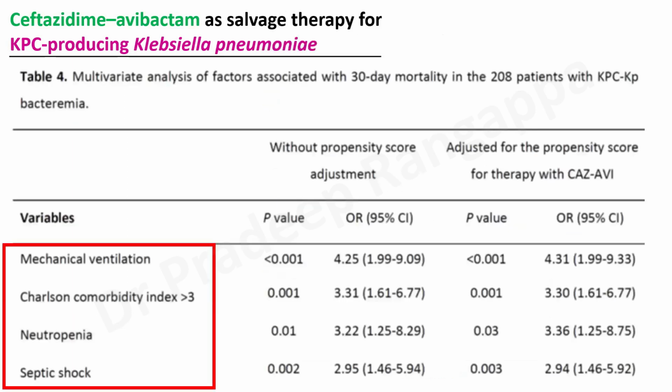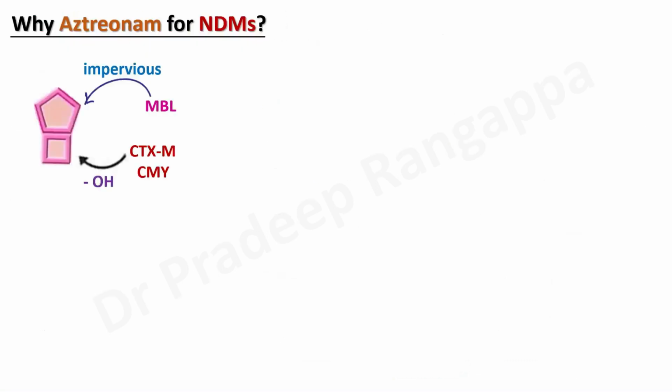And in this particular study, they looked at indicators of poor survival in the patients with KPC producing Klebsiella. So anyone who was mechanically ventilated had a poor outcome, as did those with neutropenia and septic shock. All of them were independent predictors of poor outcome in these patients who have KPC producing CREs.